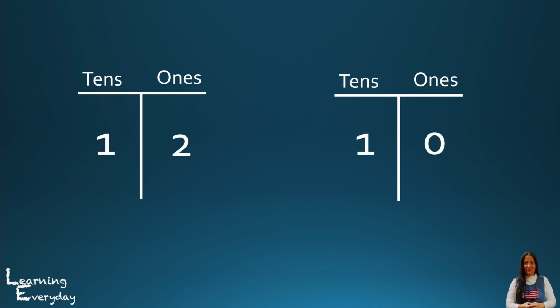Let's look at these numbers. We have a 12 on the left, 10 on the right. Now let's break it down by looking at the tens column and the ones column. If we look at the tens column, on the left we see a 1. If we look at the tens column on the right, we see a 1. So then we have to move to the ones column. On the left we see a 2. On the right we see a 0. So the 2 is greater than 0. This means the 12 on the left is greater than the 10 on the right.